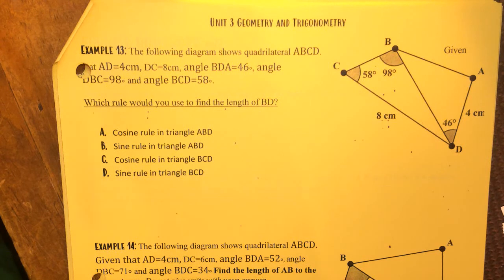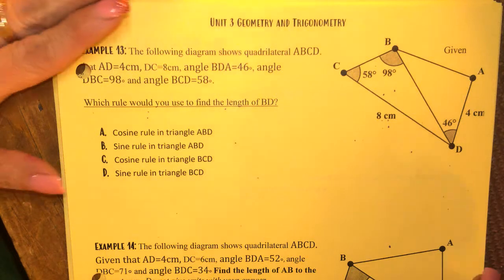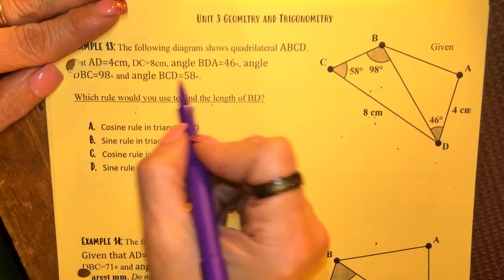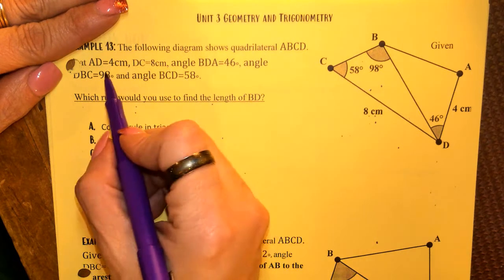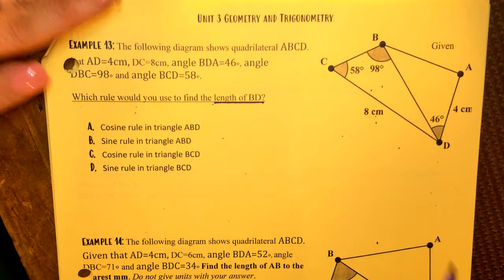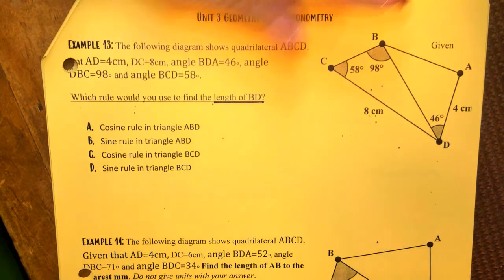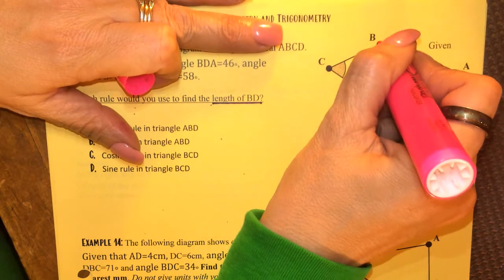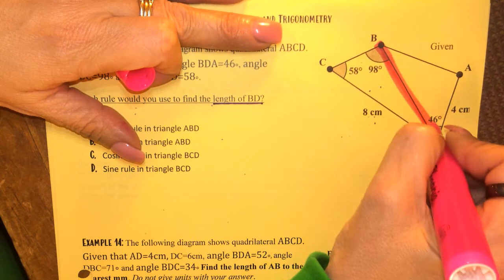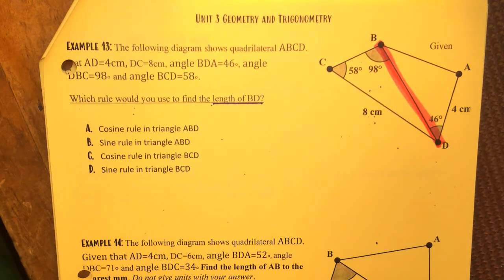Okay, which rule would you use? We're not actually solving this. It's which rule would you use? So we've got all this information. We want to know the length of BD. So let's look at BD. I'm going to highlight it. I want to know this length right here. I'm going to give you a second to look at that. What do you think you would use to find the length of BD? Which rule?